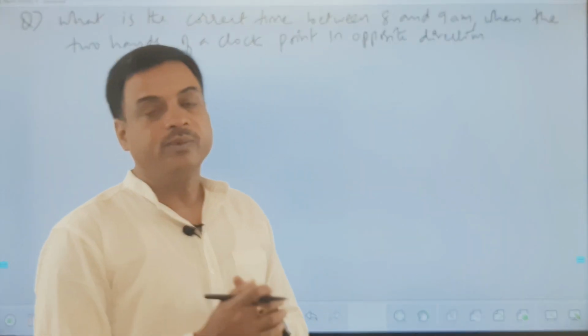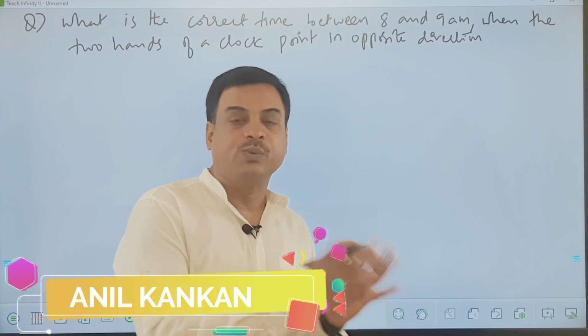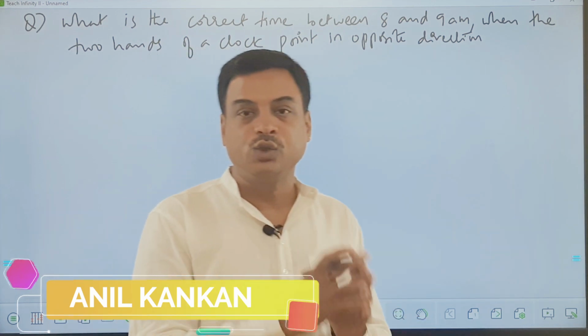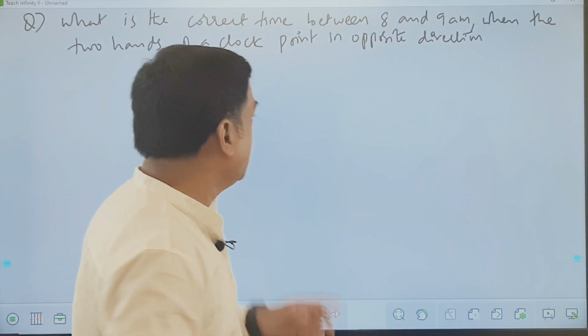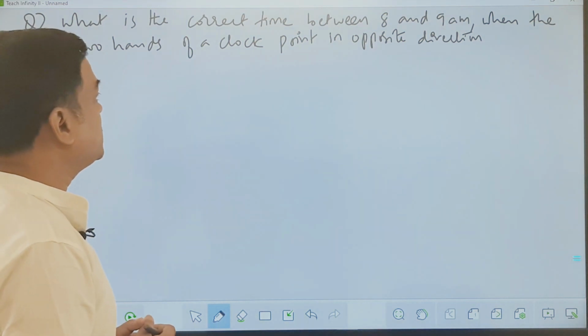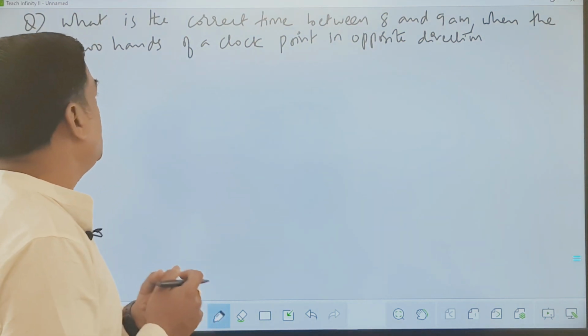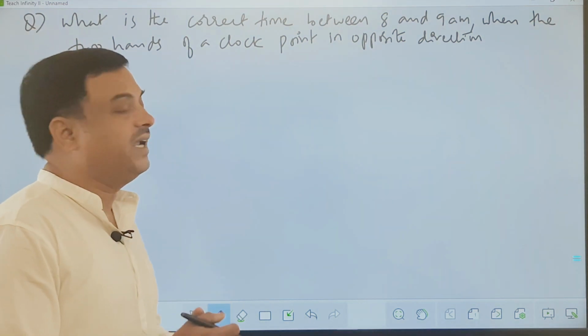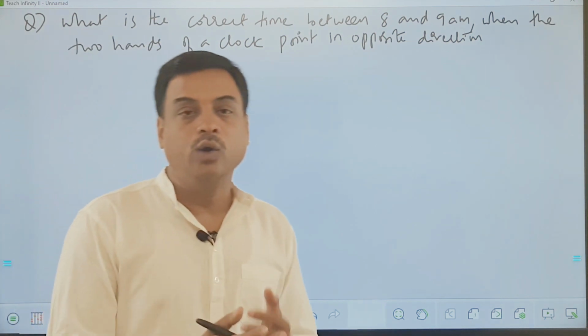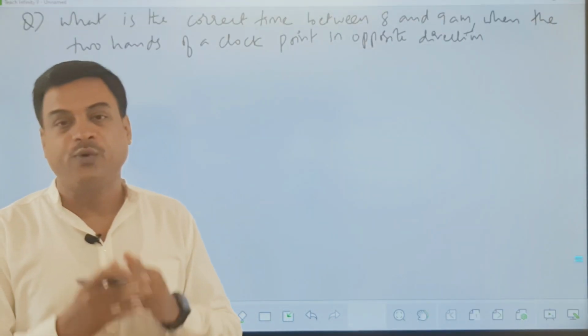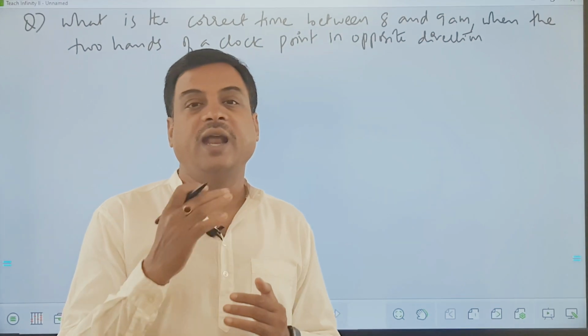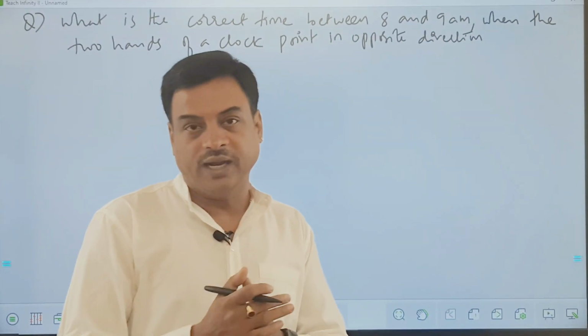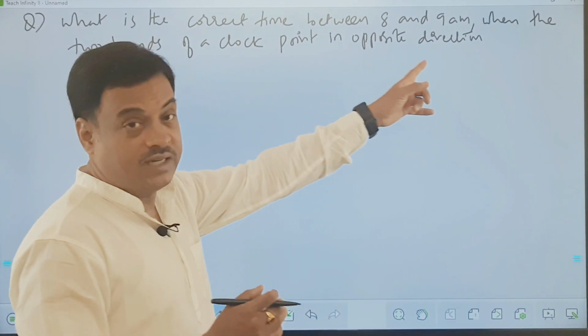Now let us solve some questions based on the basics which we have learned in the previous two videos on clocks. The question is, what is the correct time between 8 and 9 when the two hands of the clock point in opposite direction? We all know pointing opposite direction means forming a straight line, or an angle of 180 degrees between the two hands. We call it opposite direction.